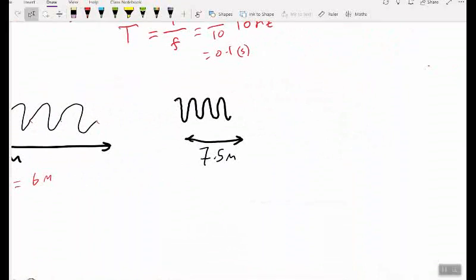What about this one? This time starting on a peak, we're going 1, 2, 3.5, so 3.5 waves. Let's say that was 7 meters, rather than 7.5, to make it easier. So we've got 7 meters and we've got 3.5 waves there. What would the wavelength be? Let's think about it. 3.5 waves in 7 meters. Each one must be 2 meters long. That will then give us 7, since 3.5 times 2 gives 7.